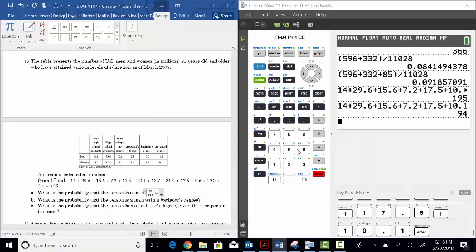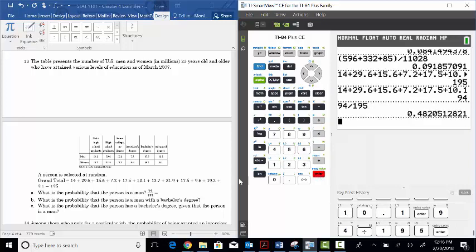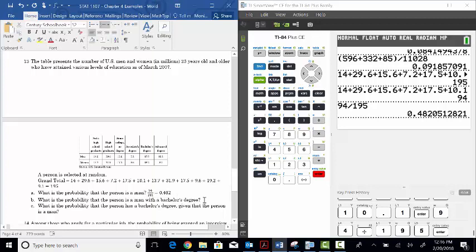And again, just typing it in to get the decimal equivalent, since that fraction is not really a useful fraction. It's not something I could tell off what it is. So I get 0.482. Alright, so the next question says, what's the probability that a person is a man with a bachelor's degree?